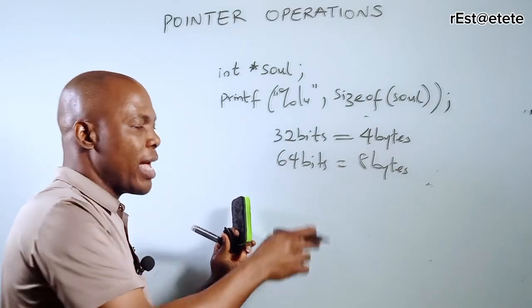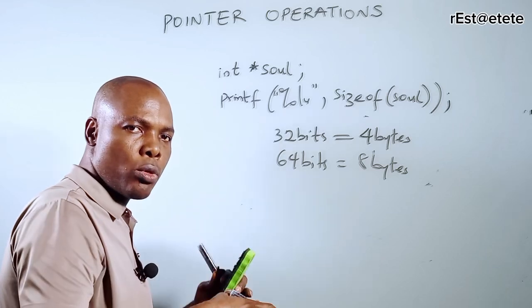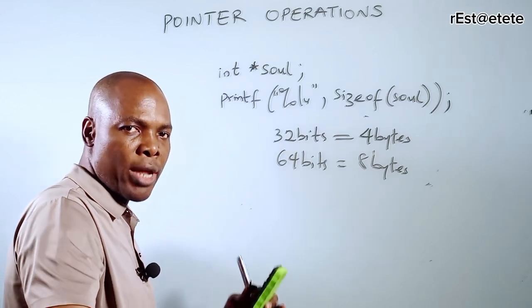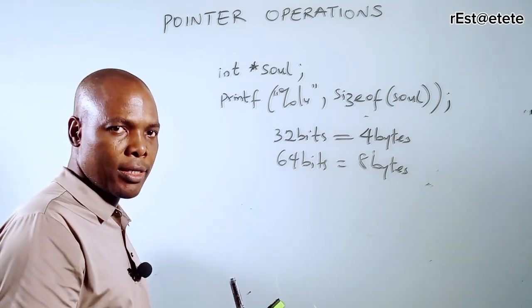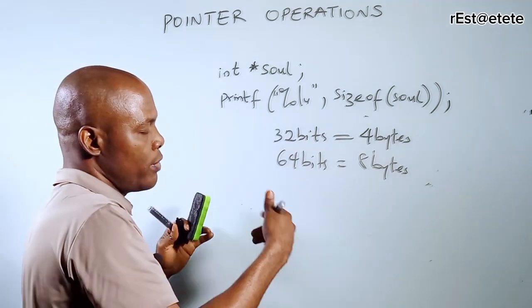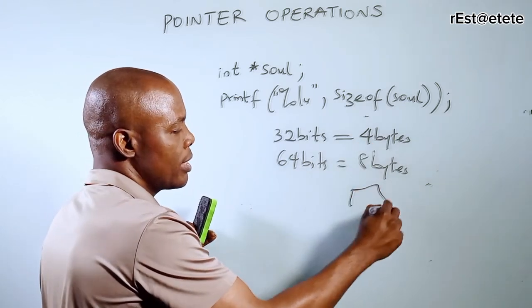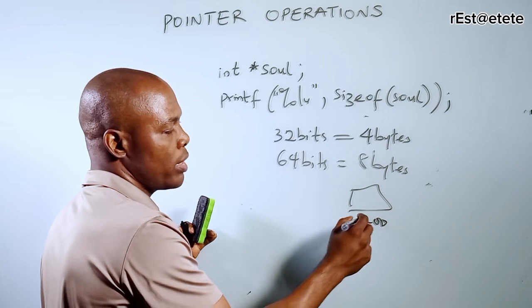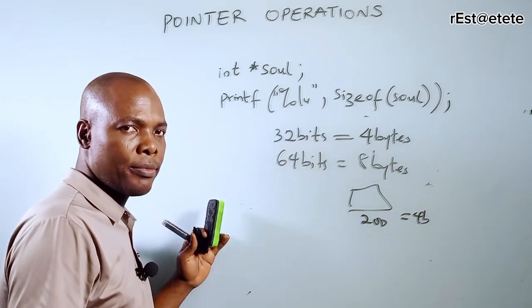So it's very important. The reason why you have to know this pointer size is to be able to determine your memory allocation, because even the pointer is carrying a memory address. So if the system is 4 bytes, then you know that 200, which is the address of the pointer, is also going to be stored in 4 bytes. So the compiler will read just 4 bytes.